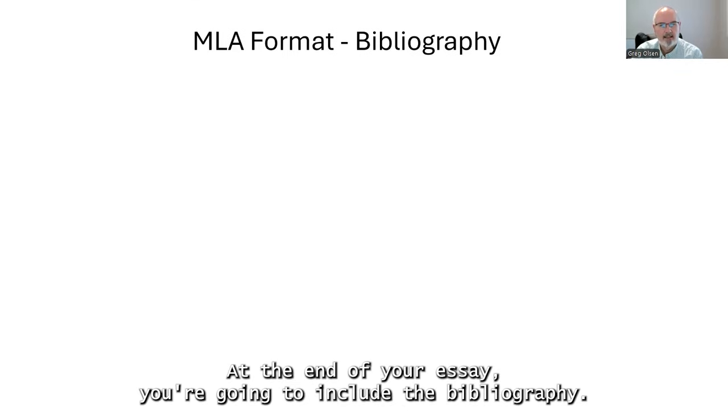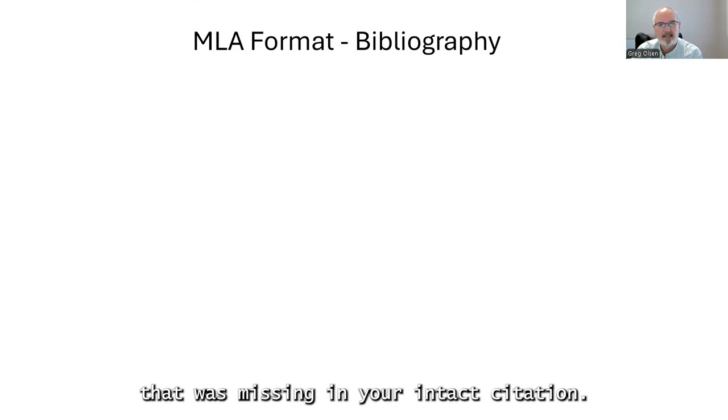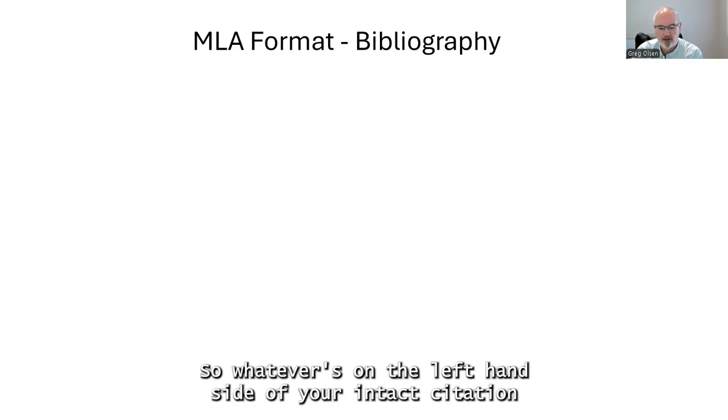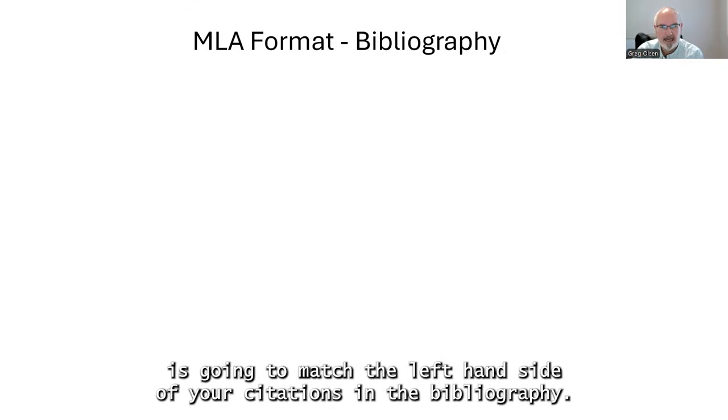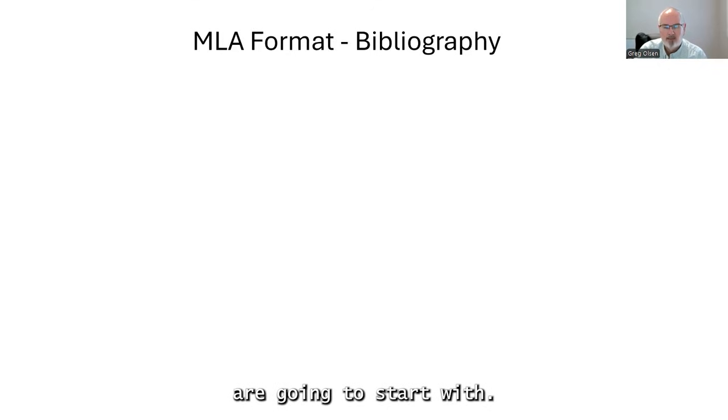At the end of your essay, you're going to include the bibliography. This is a list of your sources with all of that information that was missing in your in-text citation. So whatever's on the left-hand side of your in-text citation is going to match the left-hand side of your citations in the bibliography. That's why we use the author's last name, because that's what your citations here are going to start with. But let's cover some rules for the bibliography itself.